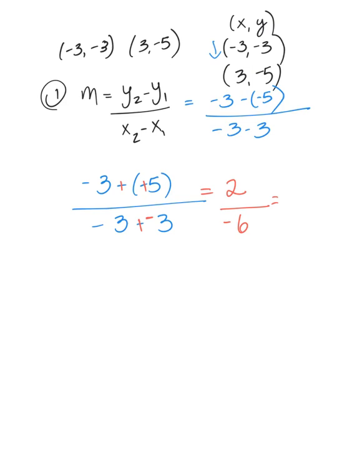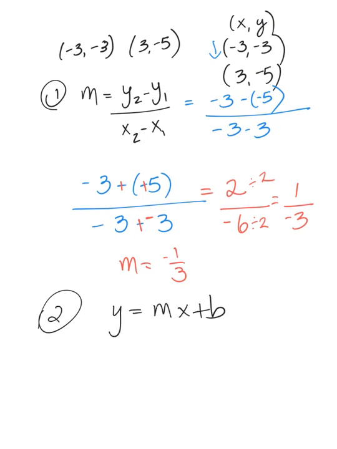Okay, and again, I need to reduce my slope always into simplest form. And as I showed you previously, both numbers are divisible by 2. So I'm going to do 2 divided by 2 is 1, -6 divided by 2 is a -3. So I have a slope of -1/3. Okay, now I solve for my b. Okay, so I have y equals mx plus b.